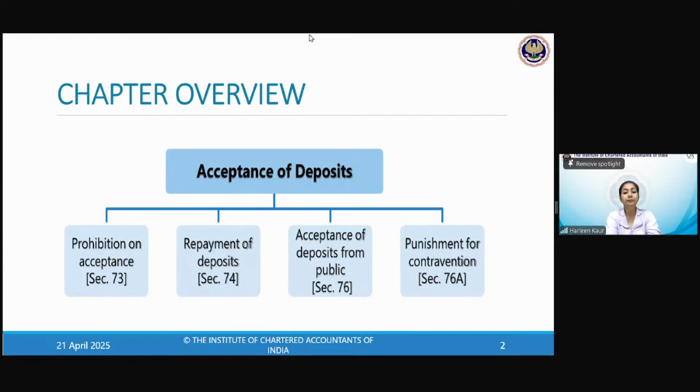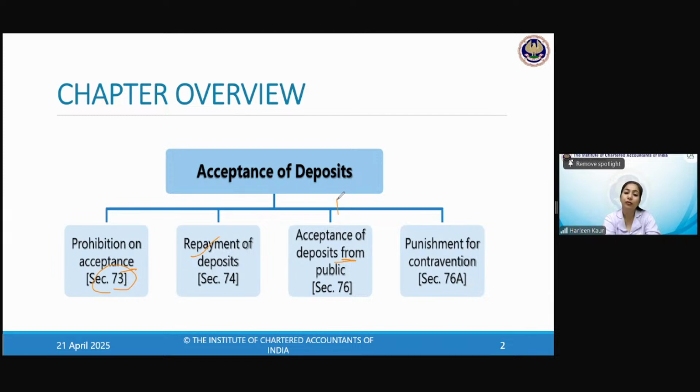Is that clear? After that, children, you will see we have very few sections in this chapter. One is section number 73, that is prohibition on acceptance of deposits, when you are not going to accept the deposits. Repayment of deposits, how the deposits are to be repaid. Acceptance of deposits from the public. Can we accept the deposits from the public?